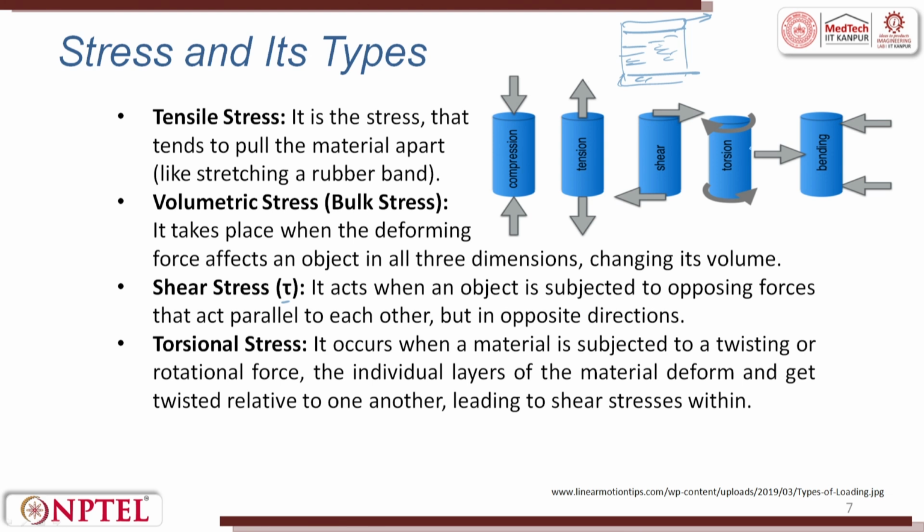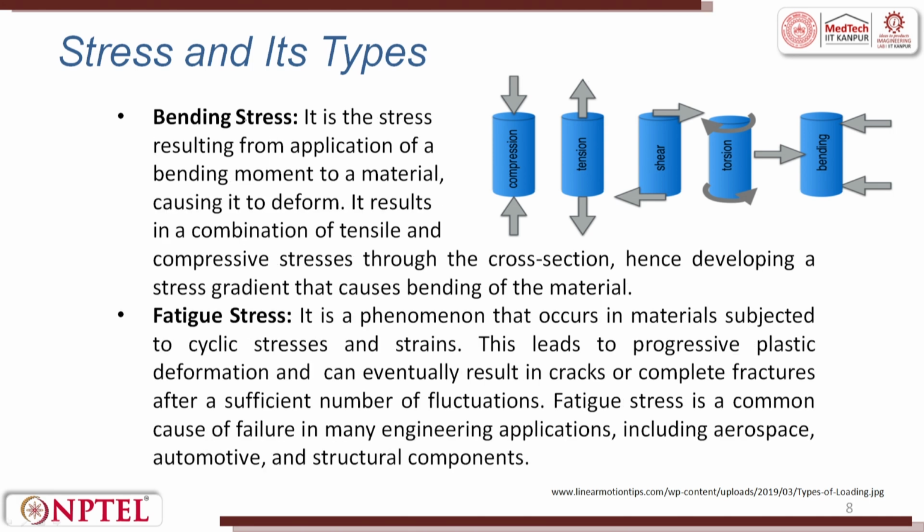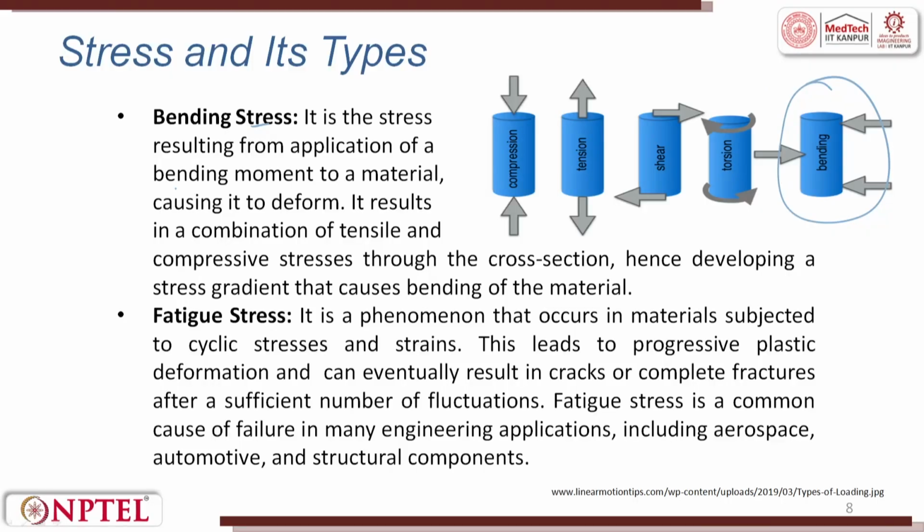Torsional stress occurs when a material is subjected to twisting or rotational force. The individual layers of the material deform and get twisted relative to one another. There can be a bending stress. When you take a rod and bend it to make a hook, that is bending. When I take this pen and try to bend it, it is the stress resulting from application of a bending moment to a material, causing it to deform.